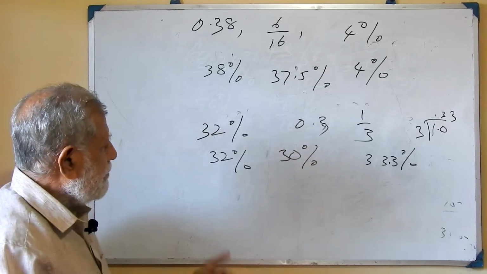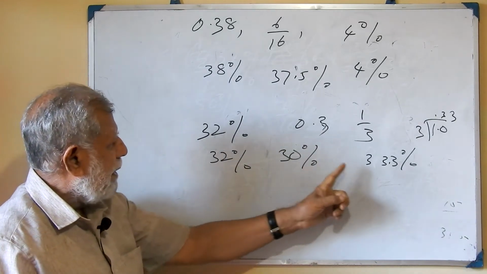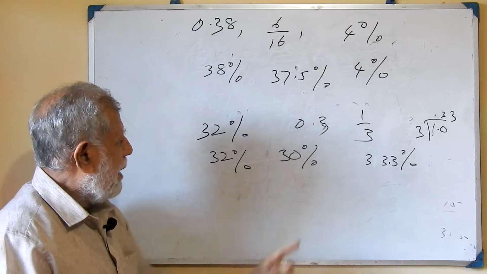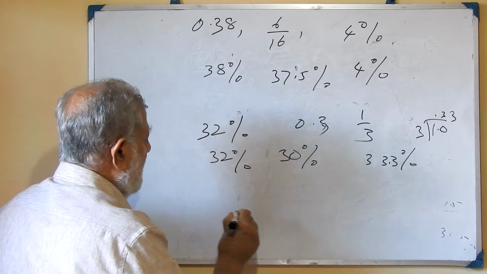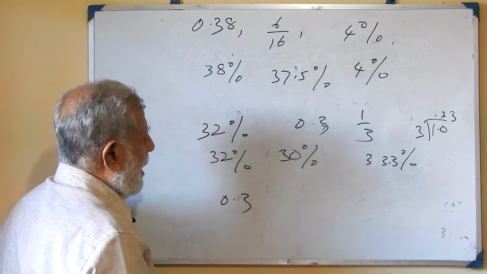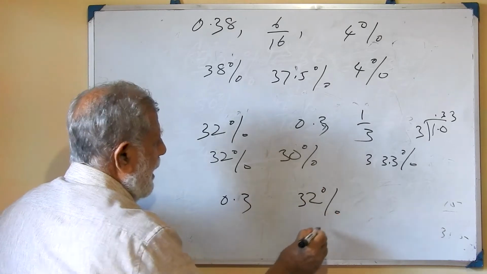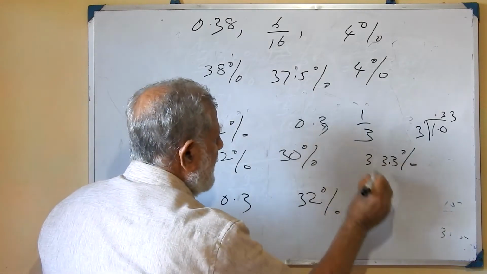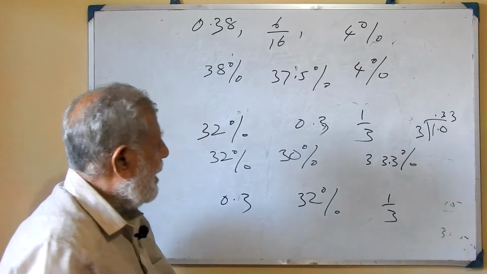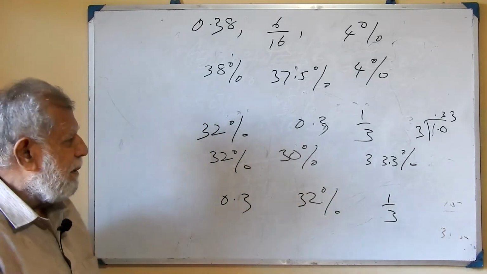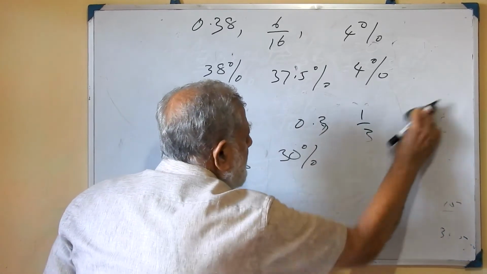So now 32%, 30%, 33.3%. Which is the smallest? Smallest is 30%, that is 0.3. Then 32% and 33.3%, 1/3. So this is how you do the ascending order. You have to do a lot of sums like this to get practice. Okay.